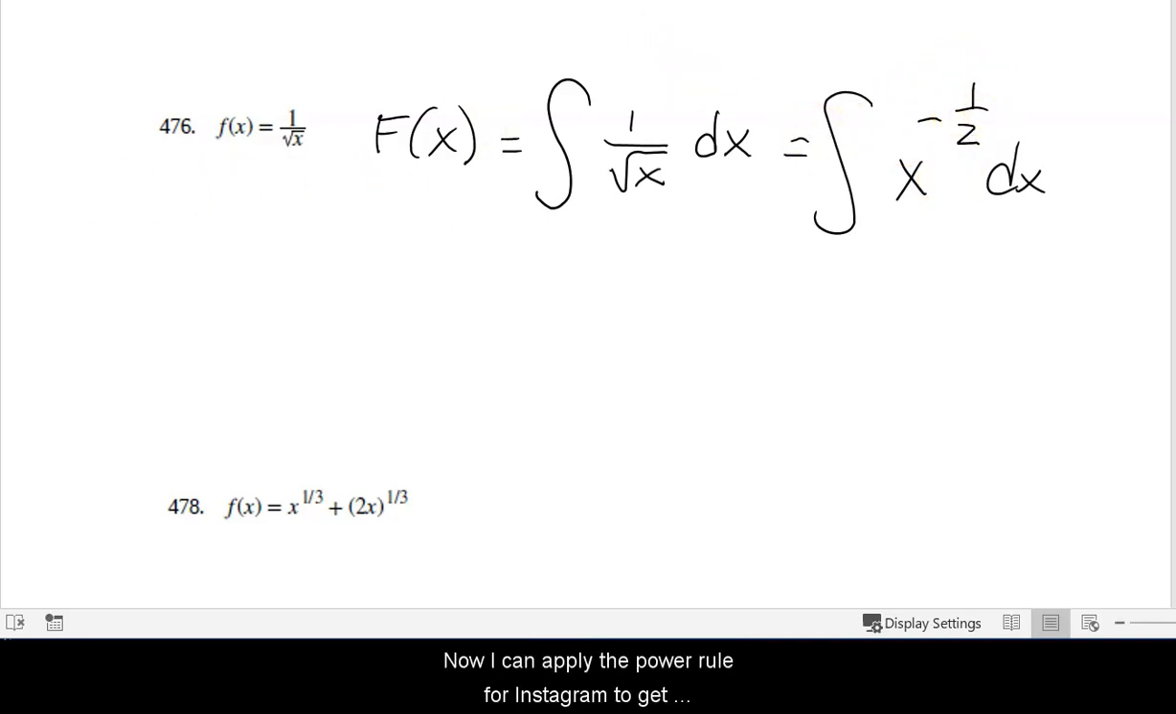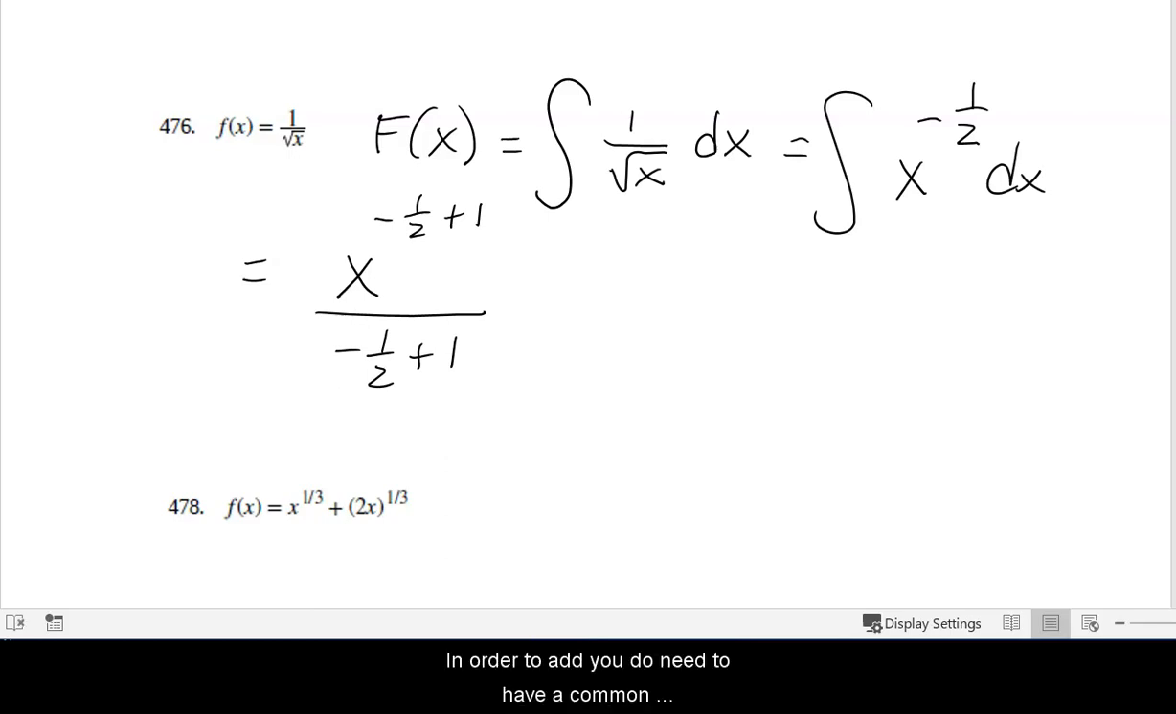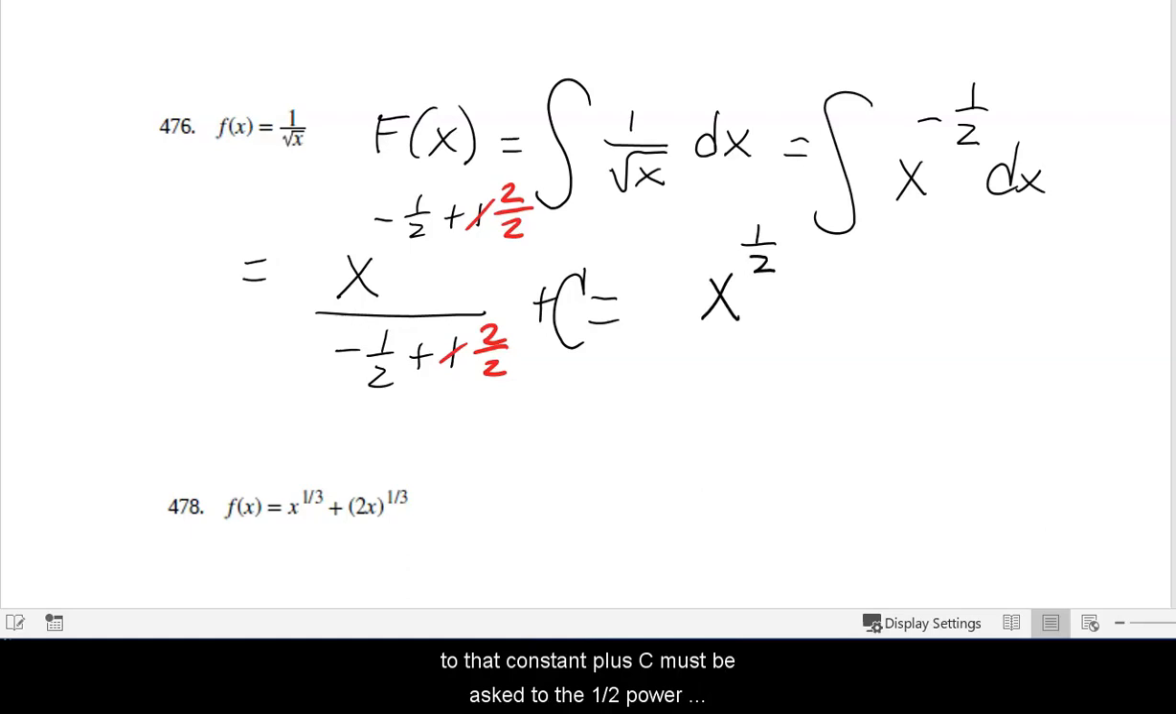Now I can apply the power rule for integrands to get x to the negative 1/2 plus 1 divided by negative 1/2 plus 1. In order to add, you do need to have a common denominator, so many students, instead of writing plus 1, will instead go ahead and write plus 2 over 2, since 2 over 2 is the unit fraction which represents 1. This would tell me then that my antiderivative function, up to that constant plus C, must be x to the 1/2 power divided by a 1/2.